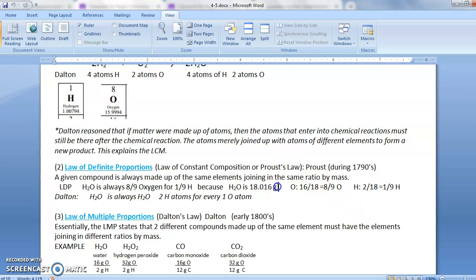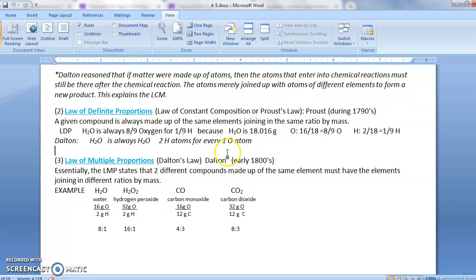Proust just says by mass, grams are mass. Water can only be made if we're putting 8/9 of oxygen for every 1/9 hydrogen. What does Dalton say? Dalton says that's because H2O always has the formula of H2O. The only formula you have for water is two H's for every one atom of O. It explains the law of definite proportions.